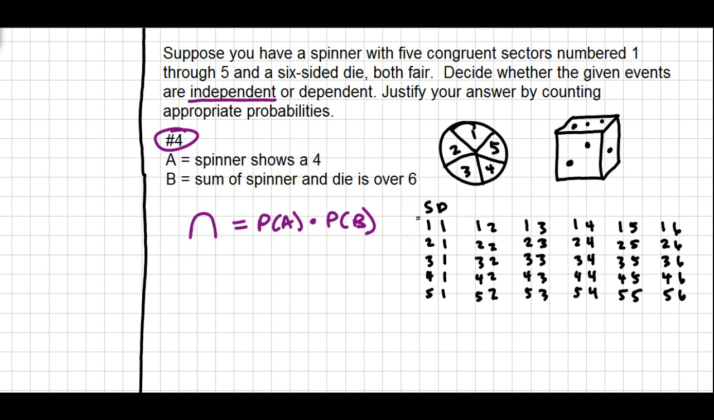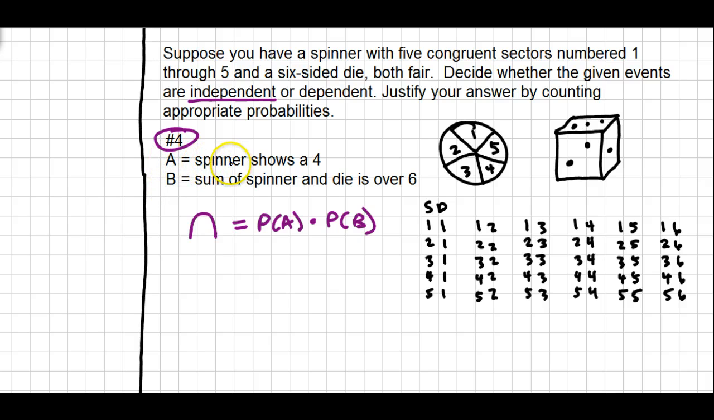the same situation. Suppose you have a spinner with 5 congruent sectors numbered 1 through 5 and a 6-sided die that are both fair. Decide whether the given events are independent or not. Justify your answer using appropriate probabilities. So I'm going to start with event A. They have to tell you what your events are, otherwise you wouldn't be able to answer the question.